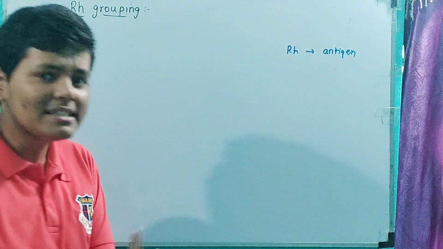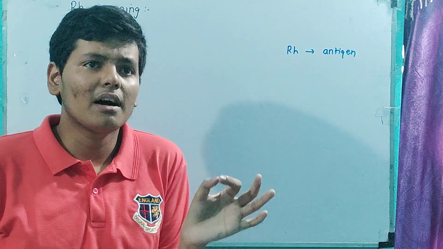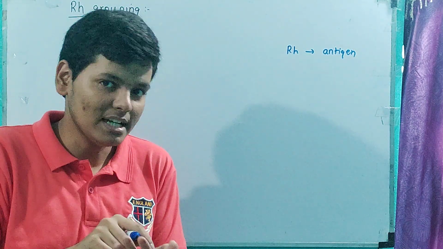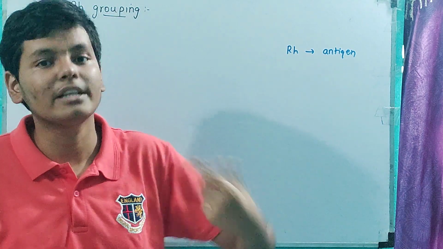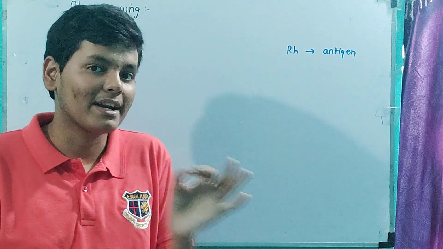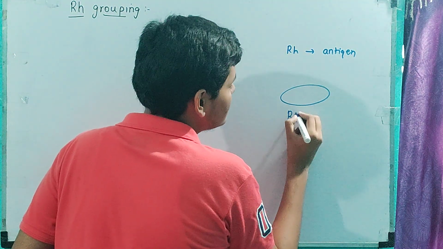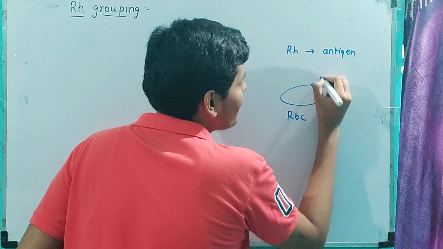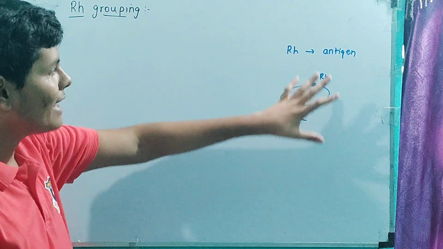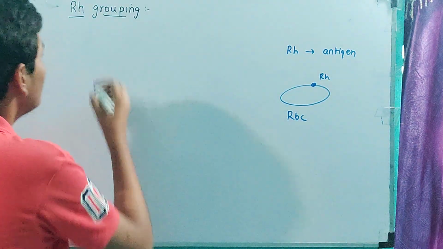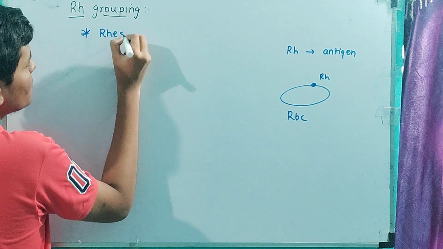So what is an antigen? Antigen is a substance, or a point on the cell which can determine what kind of cell this is. Antigen becomes the identity of the cell, or the identity of wherever it is present. So RH is an antigen. If this is our RBC, then RH can be an antigen which is present on the RBC. Now let us move on and understand what RH is. RH is derived from rhesus monkey.